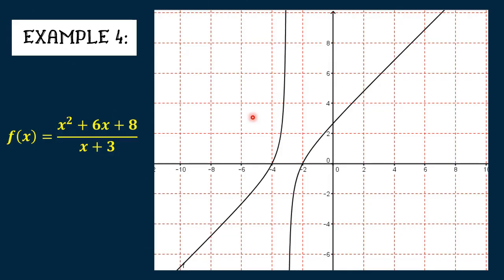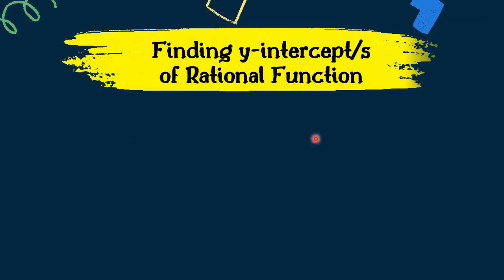From the graph of the given function, the y-intercept is located here, since the y-intercept is approximately equal to 2.67. So take note that it is the intersection between the graph and the y-axis. And we have here another example.